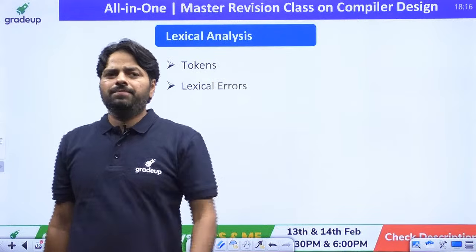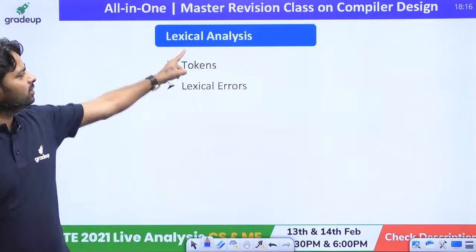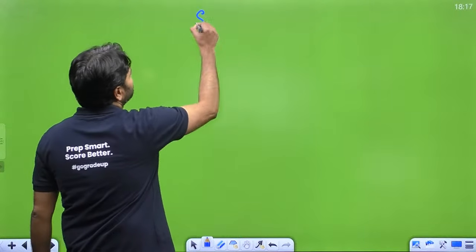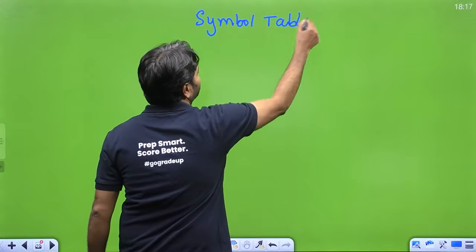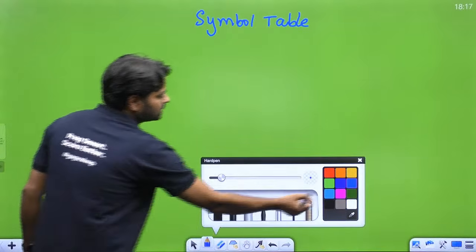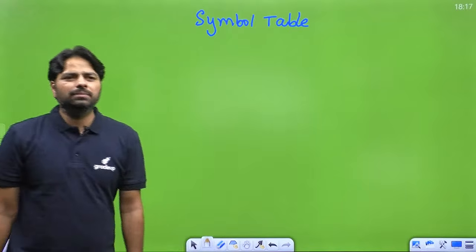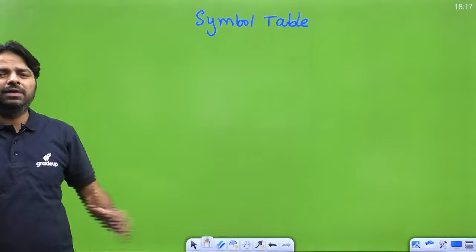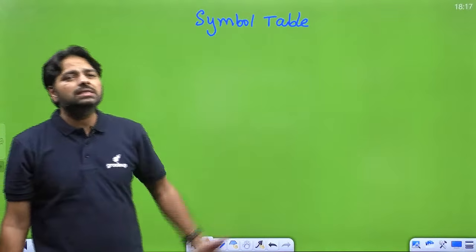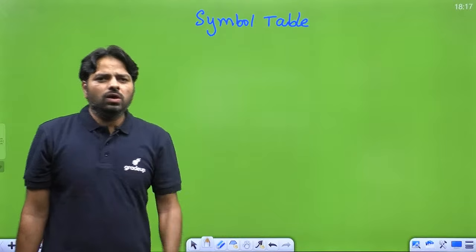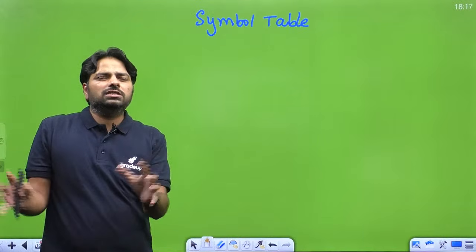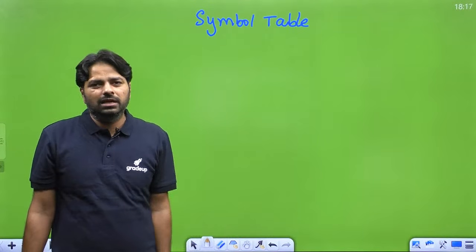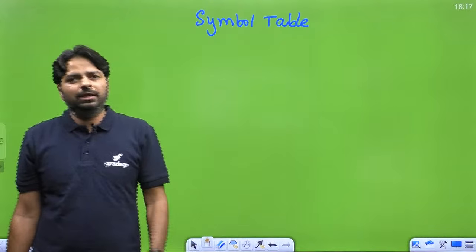So what is the first phase? Lexical analysis. Before this, let me help you with one thing, that is the symbol table. How many of you know about the symbol table? A theoretical question may come from this. Come on, guys. What is a symbol table? Tell me everything you know about the symbol table. Once you understand the symbol table, all the points related to it should be answered immediately.